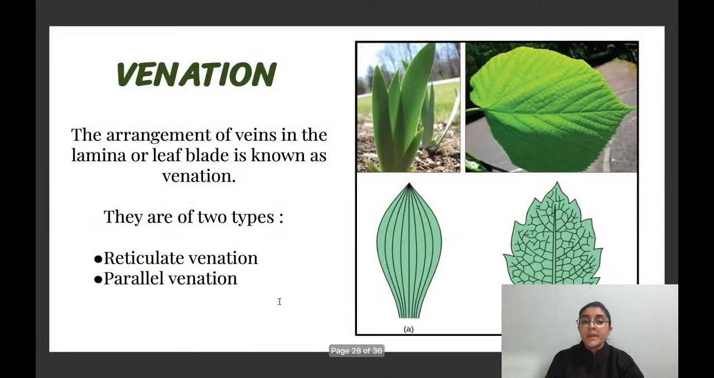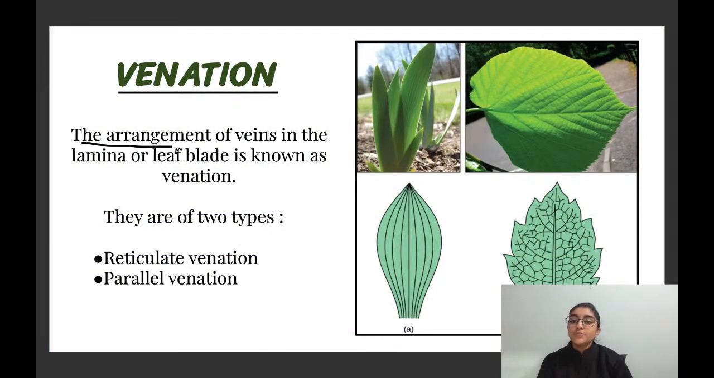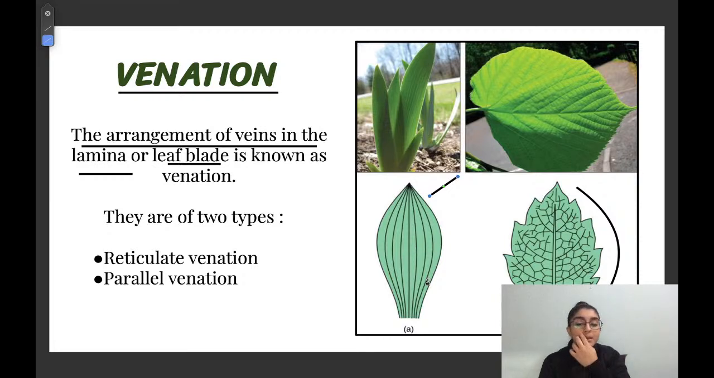Okay, let's move ahead. Do you people know about venation? The arrangement of veins in the lamina or leaf blade is known as venation. See how the veins are placed in this. It is a net-like structure. However, in this one, it is quite straight and the veins are really parallel to each other. So that's why we have two kinds of venation. One is reticulate venation, another one is parallel venation.